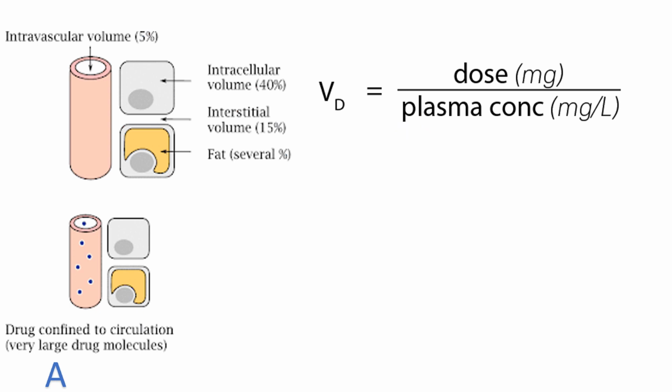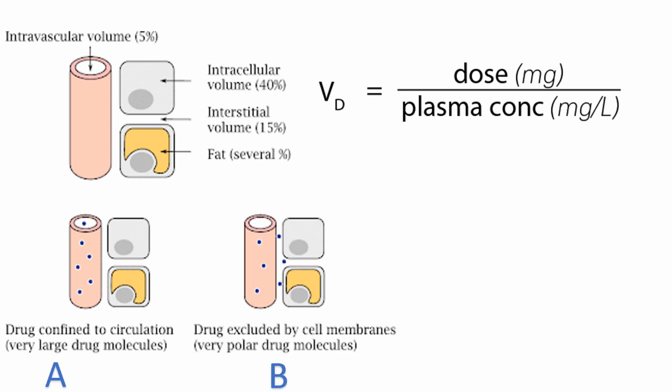Now, another type of drug will be drug B. Drug B is kind of a little bit in the middle. It is hydrophilic, which means it will not be able to cross the cell membranes into the interstitium, but at the same time, it's small, which means that some of it is going to stay in plasma, but it's small enough to get out of the blood vessel and actually distribute in the interstitial compartment.